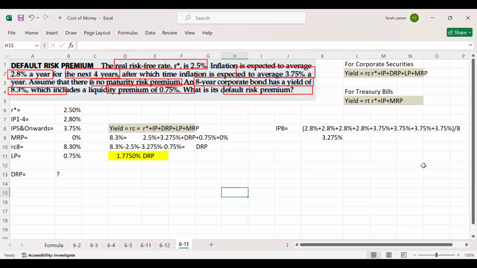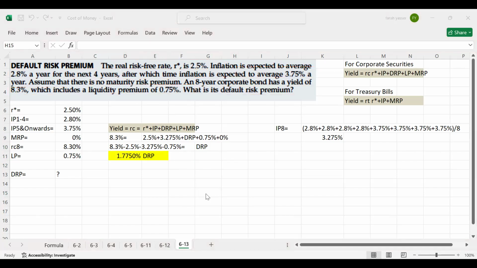So that's it from this lecture. We have calculated default risk premium, and we have learned how to calculate yield, or the cost of money, or you can say the interest rate or rate of return, on two different types of securities: if the securities are treasury bills or corporate securities. So we have two different types of formula. One is for T-bills and the other is for corporate securities. The only differentiating factors are default risk premium and liquidity risk premium.